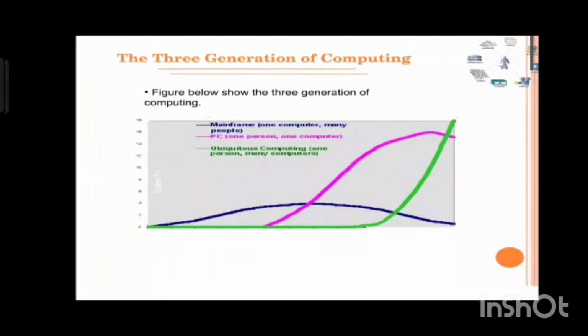The figure given below shows the generations of computing. The blue line indicates the mainframe era, that is one computer and many people. In this era, the workload was much more on the computer system. The pink line indicates one person one computer, that is the PC era. It was moderate. And the third one, ubiquitous computing, is indicated by the green line, where one person can access many computers.